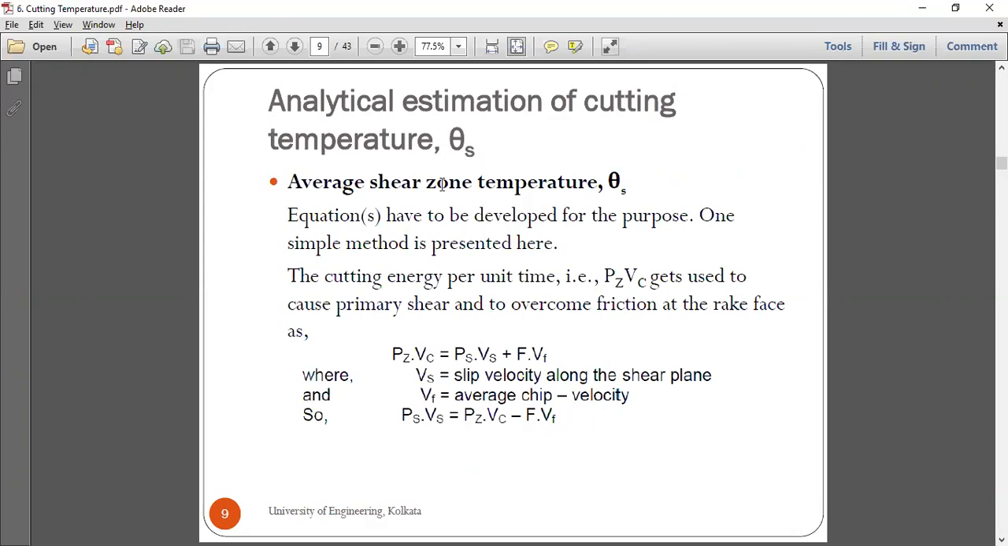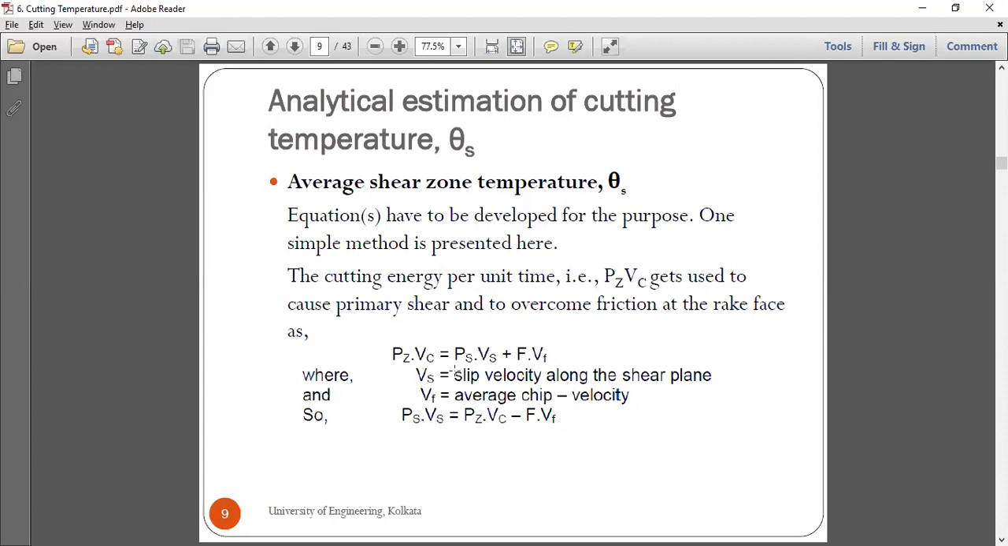So if we look into the analytical estimation of the cutting temperature, then we can use some equation to find out the average shear zone temperature. We know that the cutting energy per unit time is PZVC. Okay, PZ, the cutting force, into cutting velocity is the energy which is consumed per unit time. So this is the cutting power, that is used to cause the primary shear and overcome the friction at the rake face. So PZVC equals PSVS plus FVF.